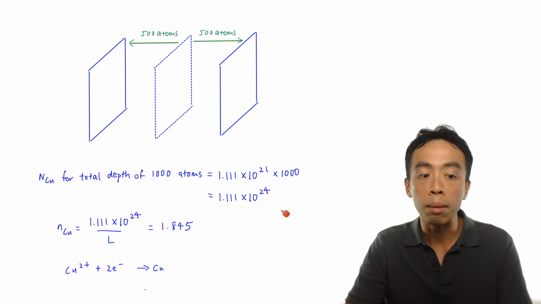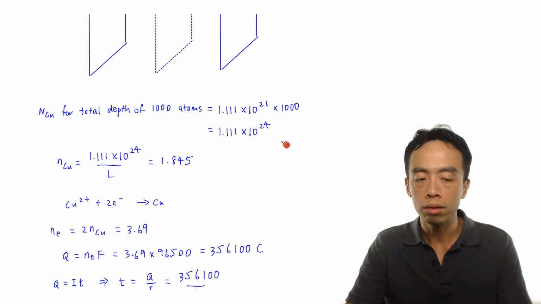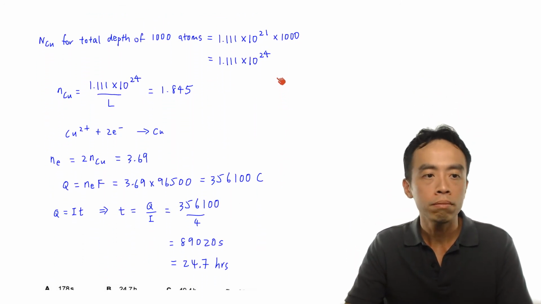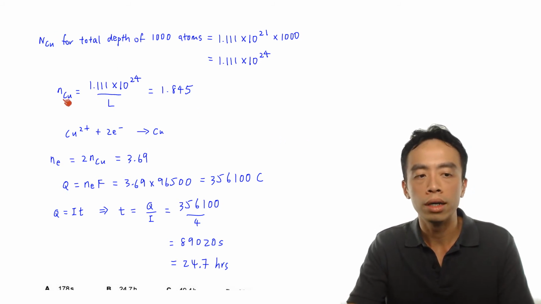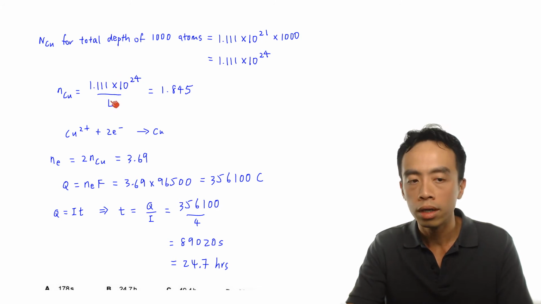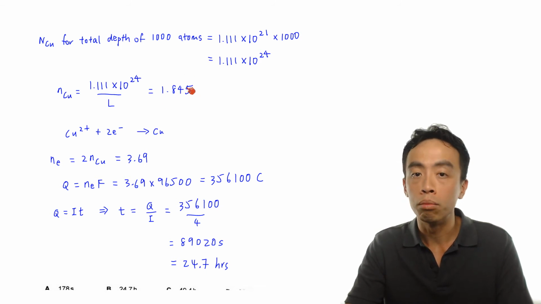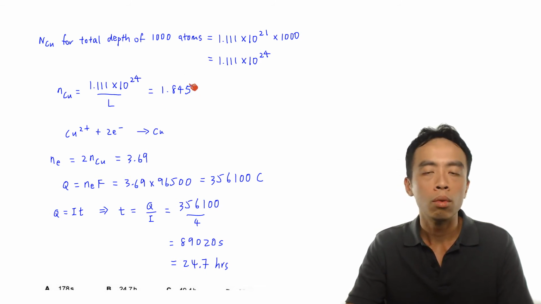So once I have the number of copper atoms, the rest is easy. It will be ultimately finding the charge. So I can find the number of mole of copper, which is the number of copper atoms divided by Avogadro constant. So this will work out to be 1.845.